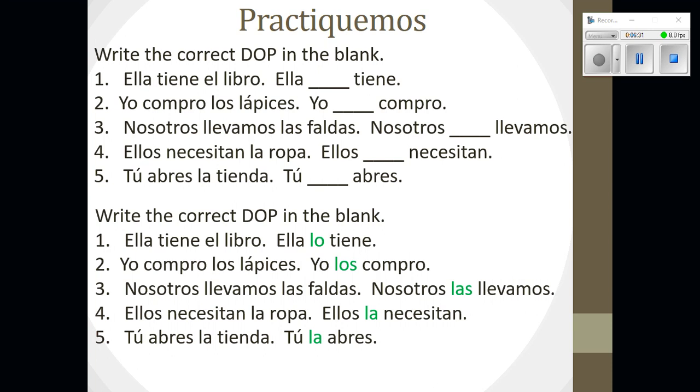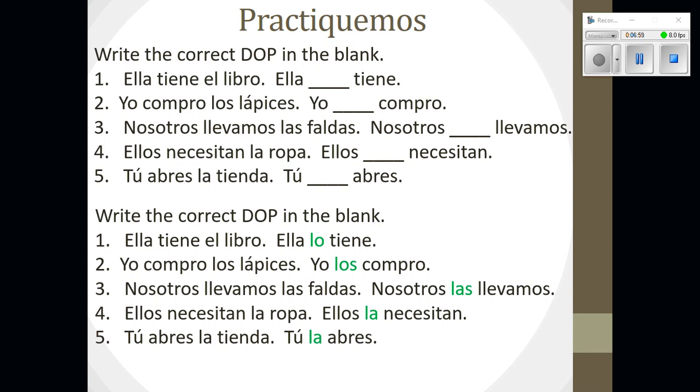4, ellos necesitan la ropa. They need the clothing. If you want to say they need it, again, you take out la ropa and you replace it with it as a feminine word, which would be la. So ellos la necesitan means they need it. 5, tú abres la tienda, you open the store. If you want to say you open it, then you remove la tienda and replace it with the pronoun. So tú la abres, you open it.